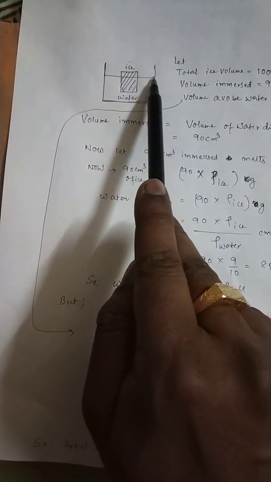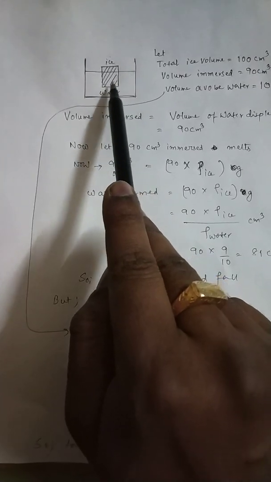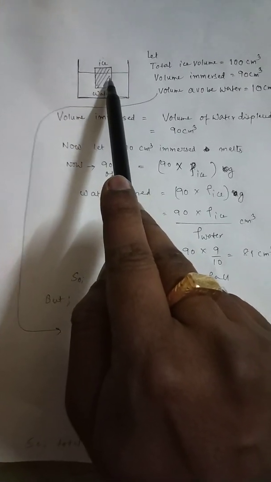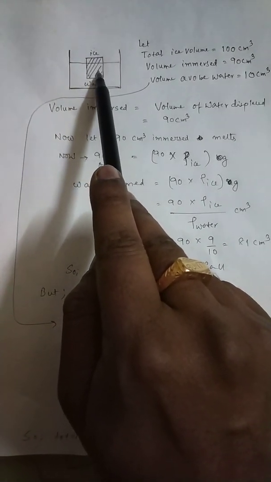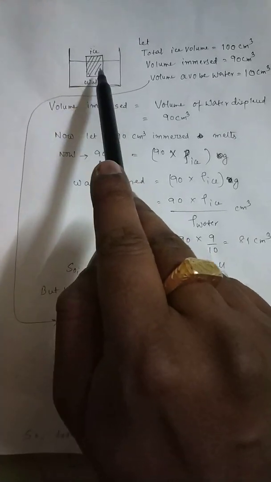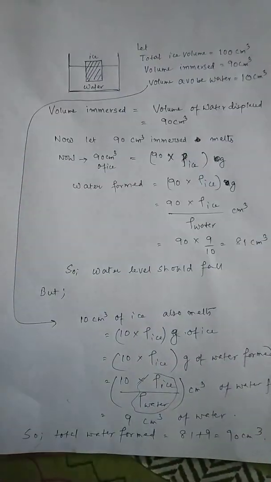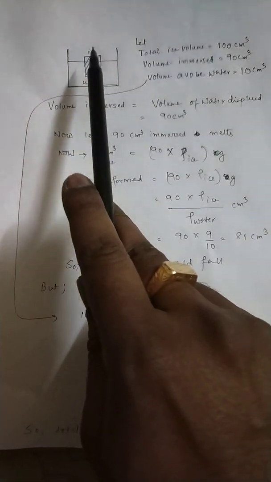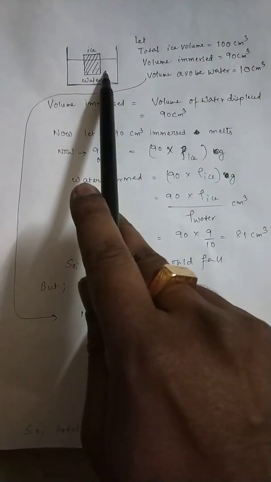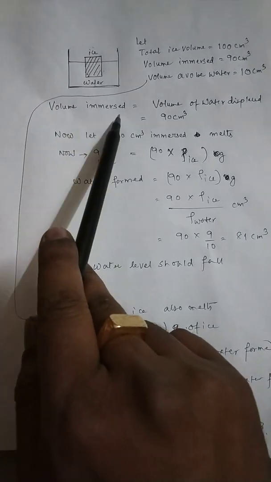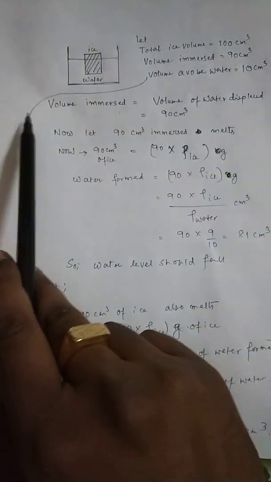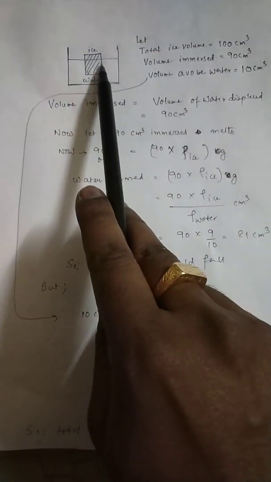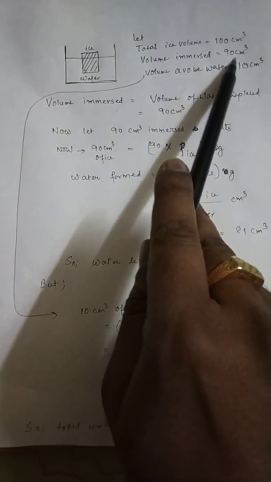So this above-water part is 10 centimeter cube, and whatever you can see below the water level, this is the water level, is 9/10th part of the total ice cube. So that is 90 centimeter cube. Now, what is much more important in case of flotation is the amount which is below the water level, because volume immersed will be equal to the volume of water displaced. So volume immersed over here is 90 centimeter cube.